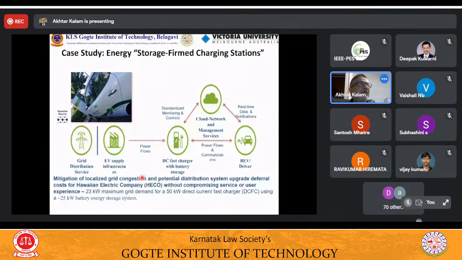A scalable solution as one of the strategies for our autonomous operation for accelerating EV initiative. The charger's integrated energy storage allows it to maintain full power operation through constrained grid conditions or where there is insufficient electricity capacity. The cost of storage is equal to or less than the grid upgrade deferral and congestion. They are using that in Hawaiian Electric Company. They have not compromised the service, and they're using the DC fast charger.